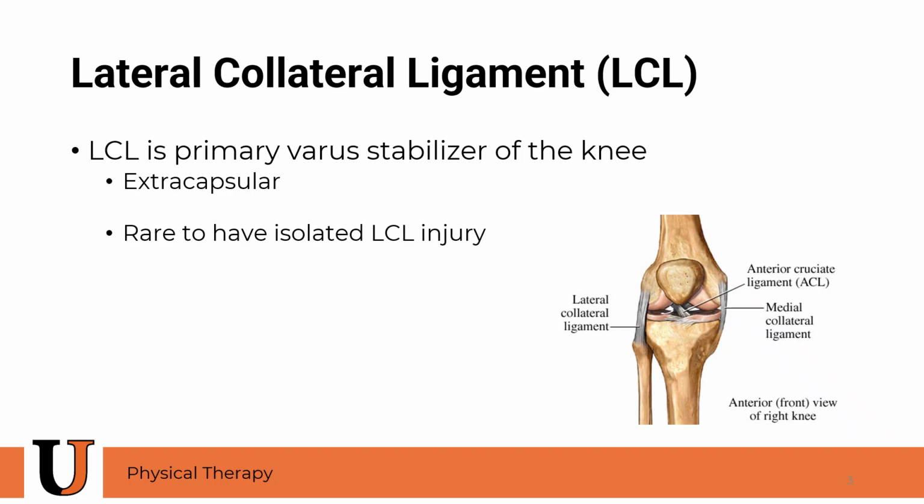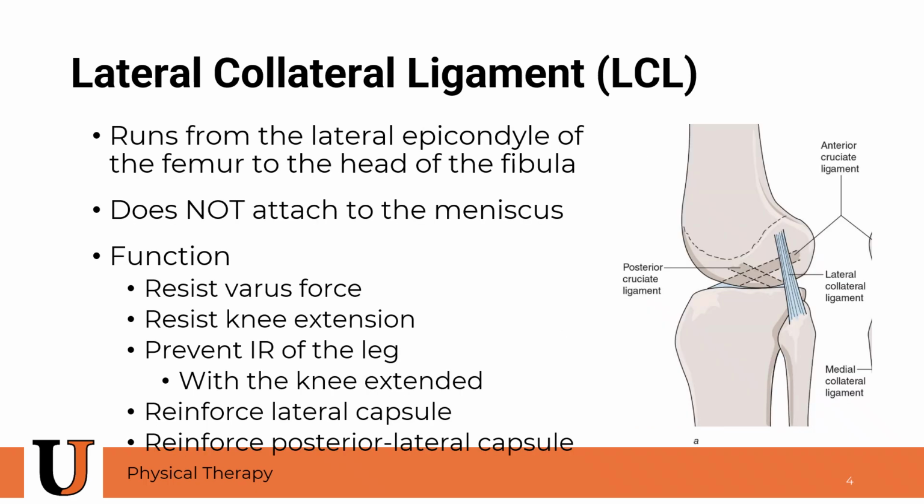The lateral collateral ligament is the primary varus stabilizer of the knee. It is extracapsular and rare to have an isolated LCL injury. Usually if you injure your LCL, there's going to be other injuries as well. The LCL runs from the lateral epicondyle of the femur to the head of the fibula. It does not attach to the meniscus. Remember, that's different from the MCL where you have that medial meniscus attachment. With the LCL, there's no meniscus attachment.